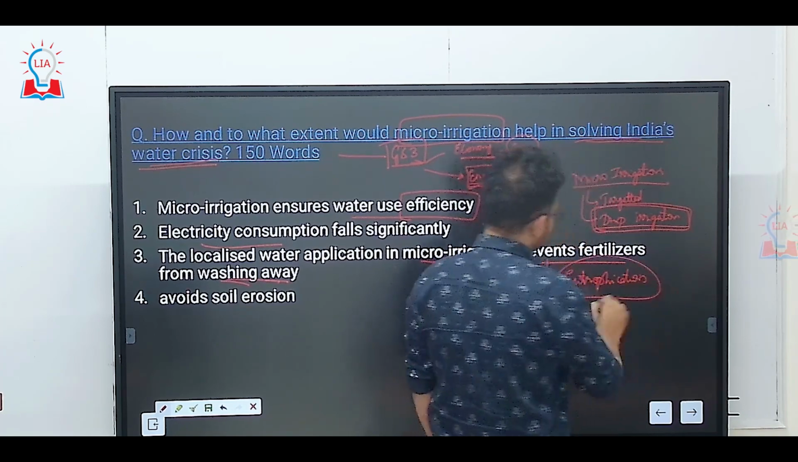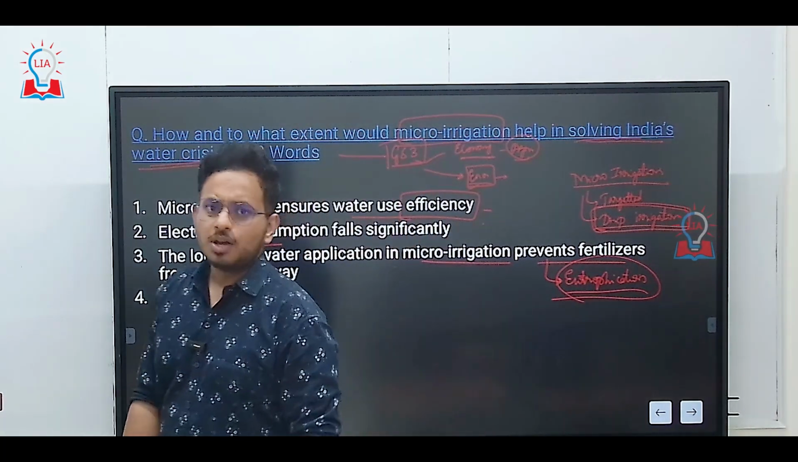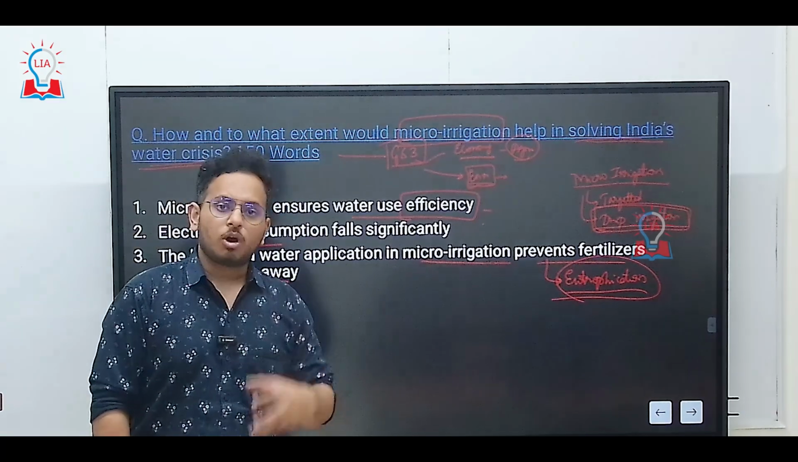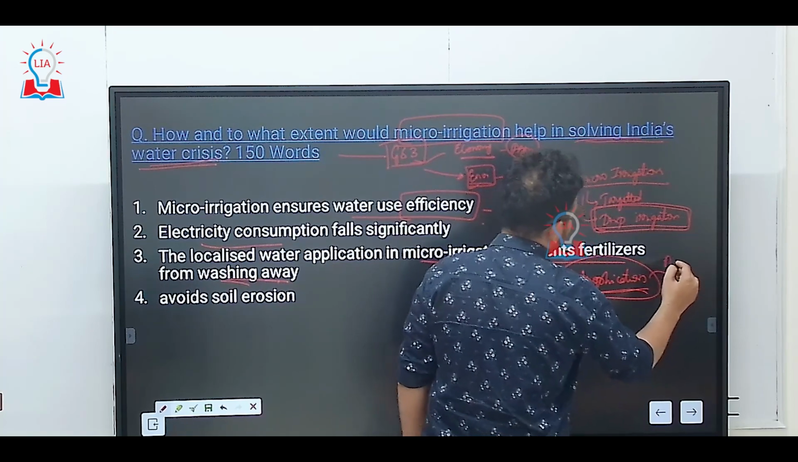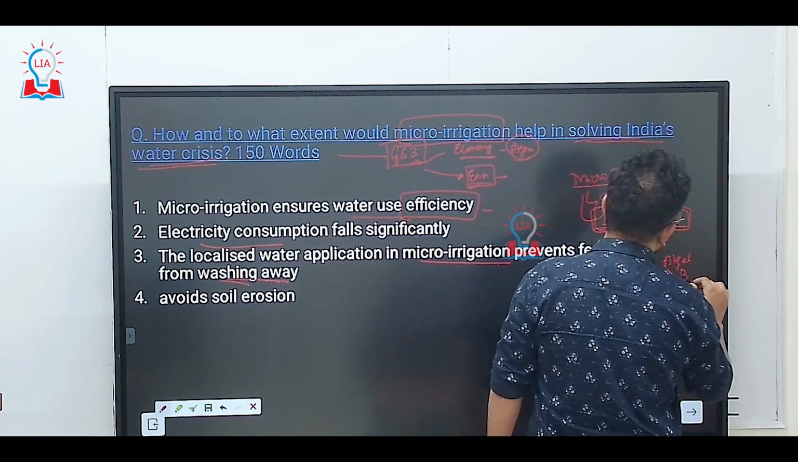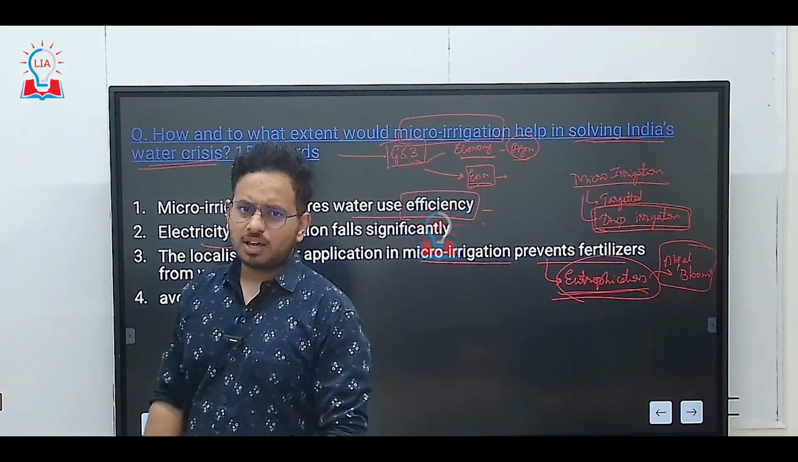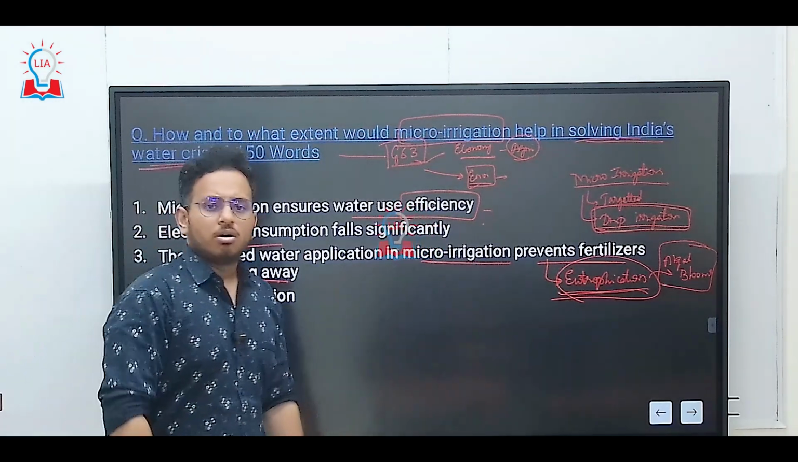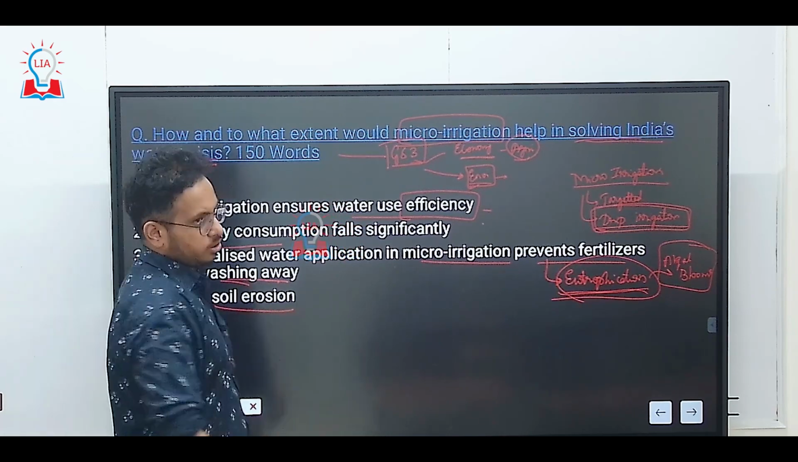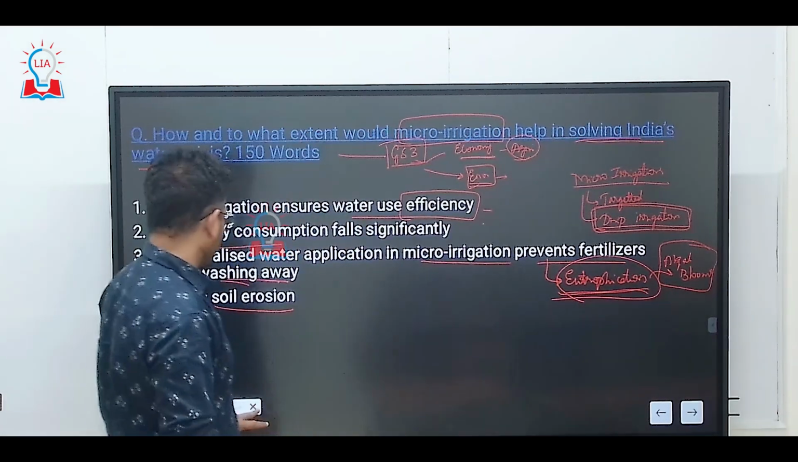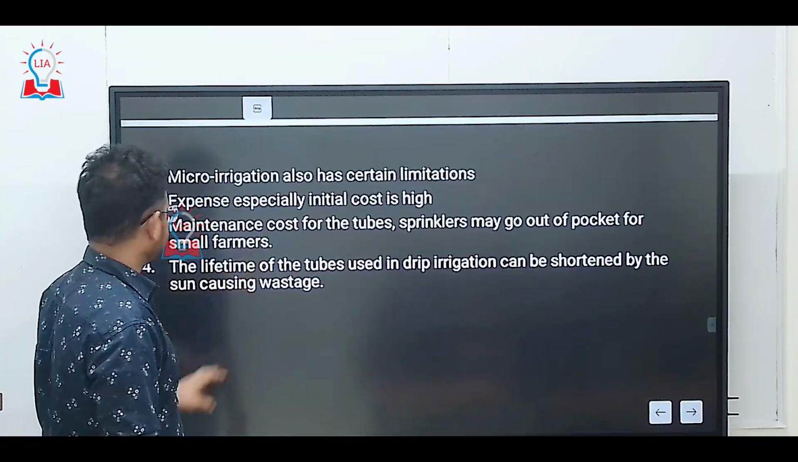It also causes water or soil erosion, and it also causes eutrophication. What is eutrophication? It's a process where the nutrients in the water get increased, and this will give rise to algal blooms. Okay, so these are some of the disadvantages that we have with the conventional type of irrigation over micro irrigation techniques. Avoids soil erosion. Okay, I've told you how this avoids soil erosion also. So these are four important advantages with respect to micro irrigation.